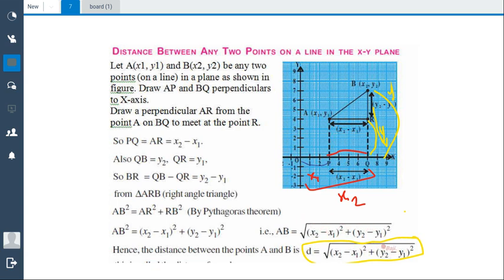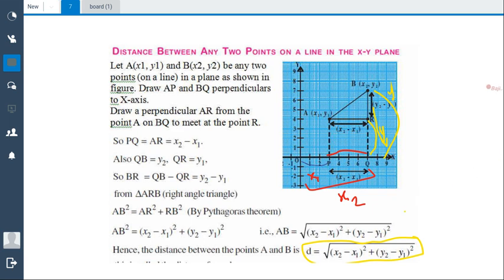So here only some special cases you will get. If the 2 points lie on x-axis, if the 2 points lie on y-axis, what will you get for the formula? If one point is on x-axis and the second point is on y-axis, in that case, how to find out the distance between the 2 points?